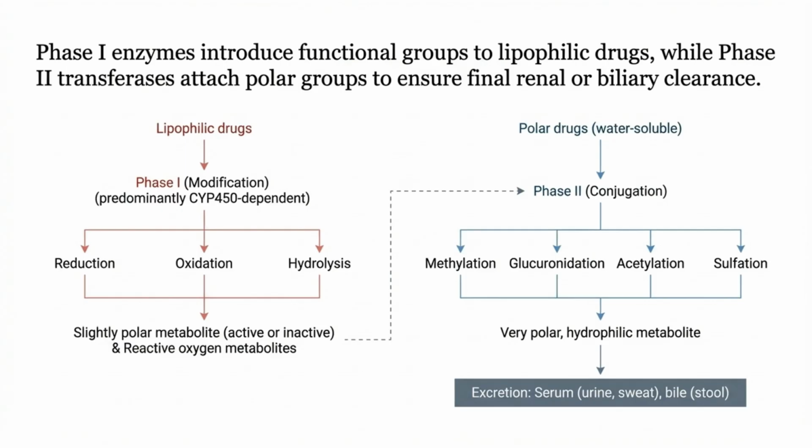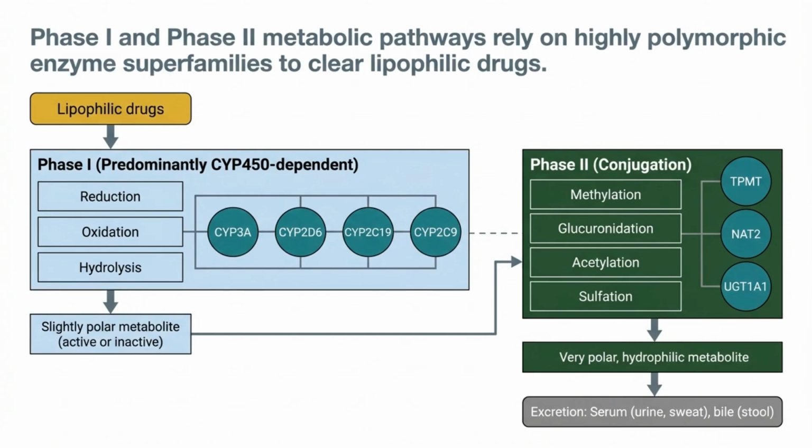Drug clearance occurs in two phases. Phase 1 enzymes modify lipophilic drugs, and Phase 2 transferases attach polar groups for renal or biliary clearance, resulting in the eventual excretion of the drug. Phase 1 and Phase 2 metabolic pathways rely on highly polymorphic enzyme superfamilies to clear lipophilic drugs. Phase 1 is predominantly CYP 450 dependent, and Phase 2 involves conjugation.